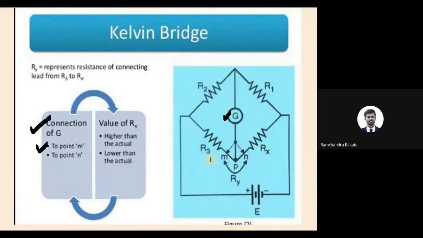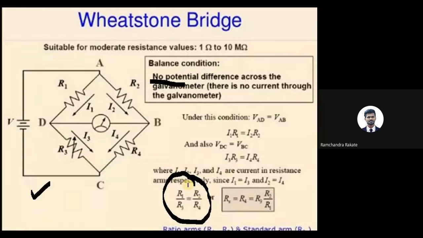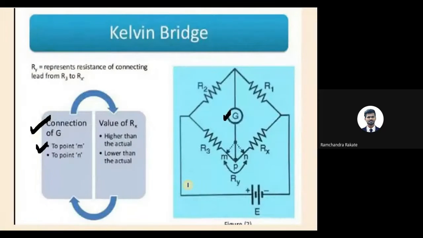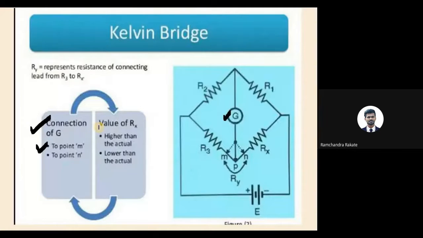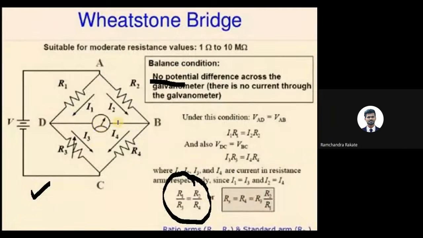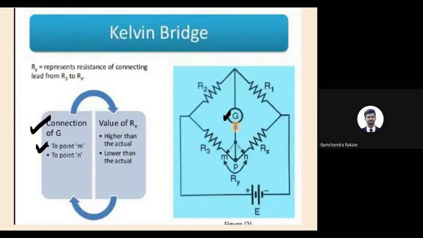How have we modified it? If you compare this with the previous one, what is the modification? Two branches are there. After the galvanometer, it was just a simple straight line. In Kelvin, instead of this simple straight line, we have connected across M and across N. That is nothing but the Kelvin bridge modification. So construction-wise, we have modified the connection of the galvanometer to point M and to point N.